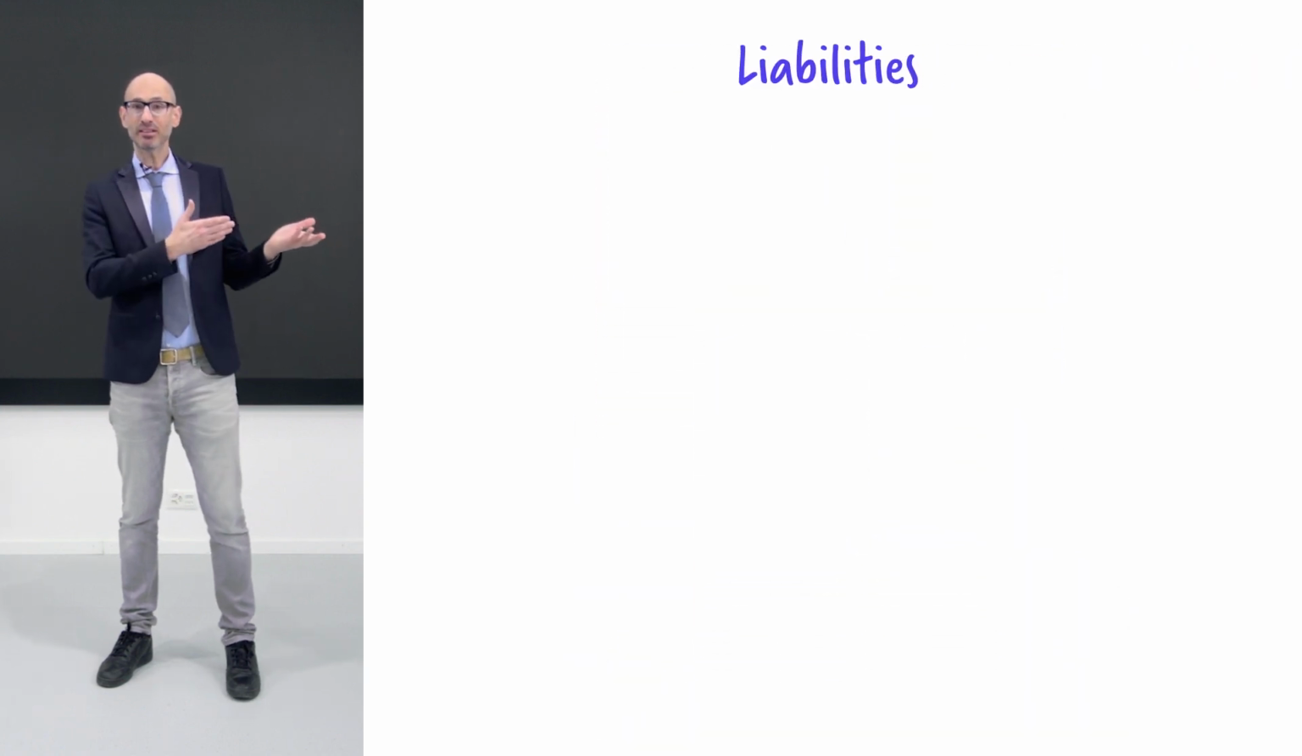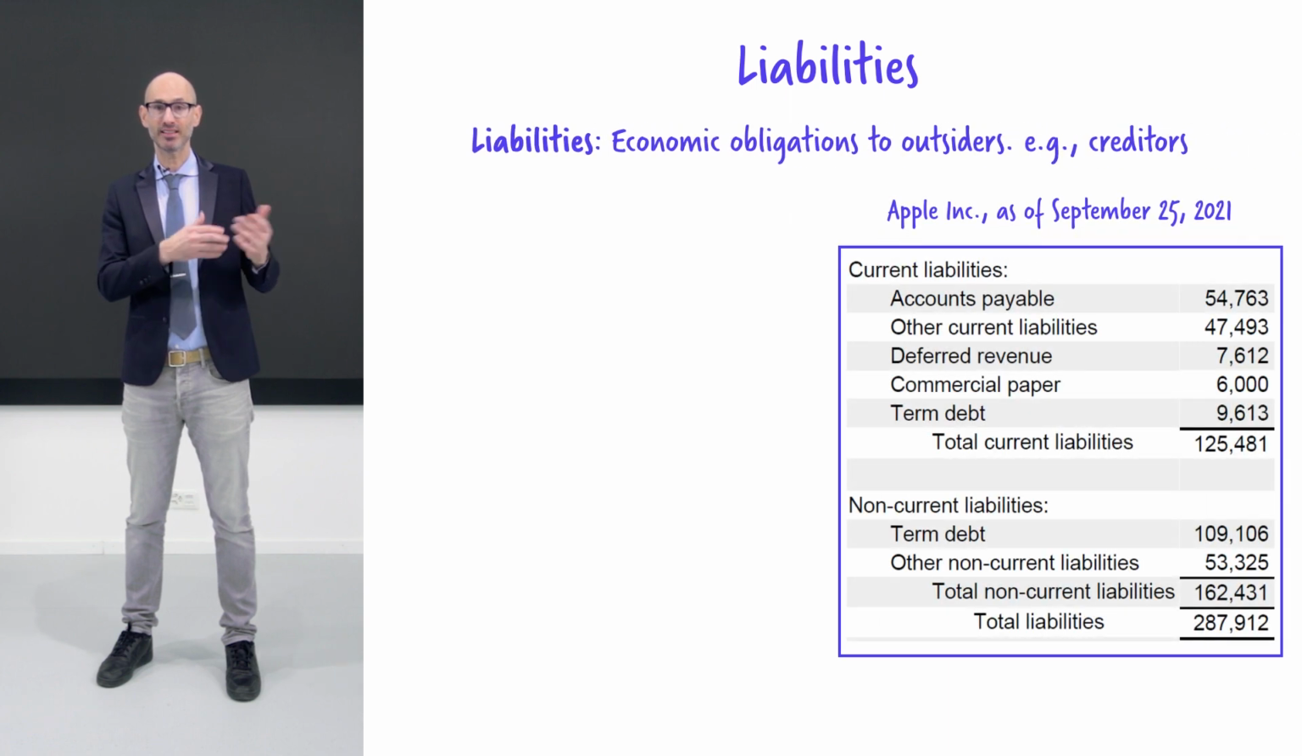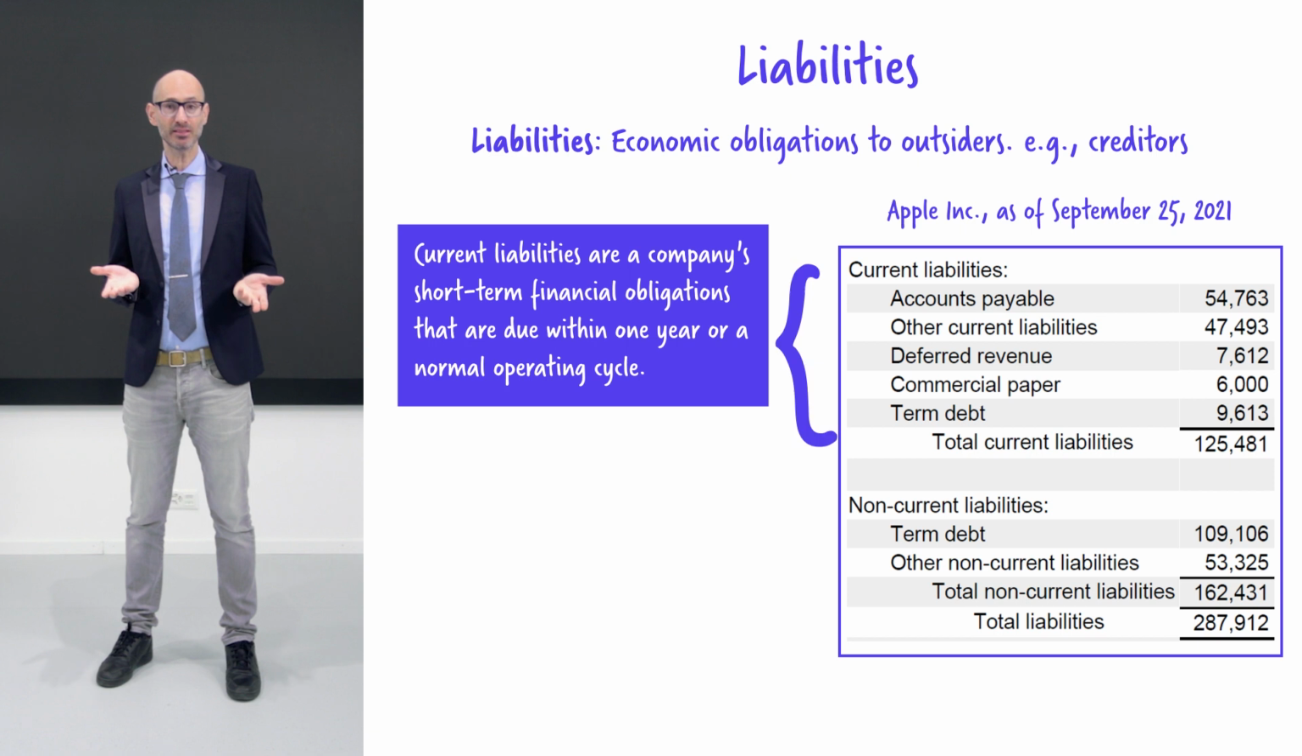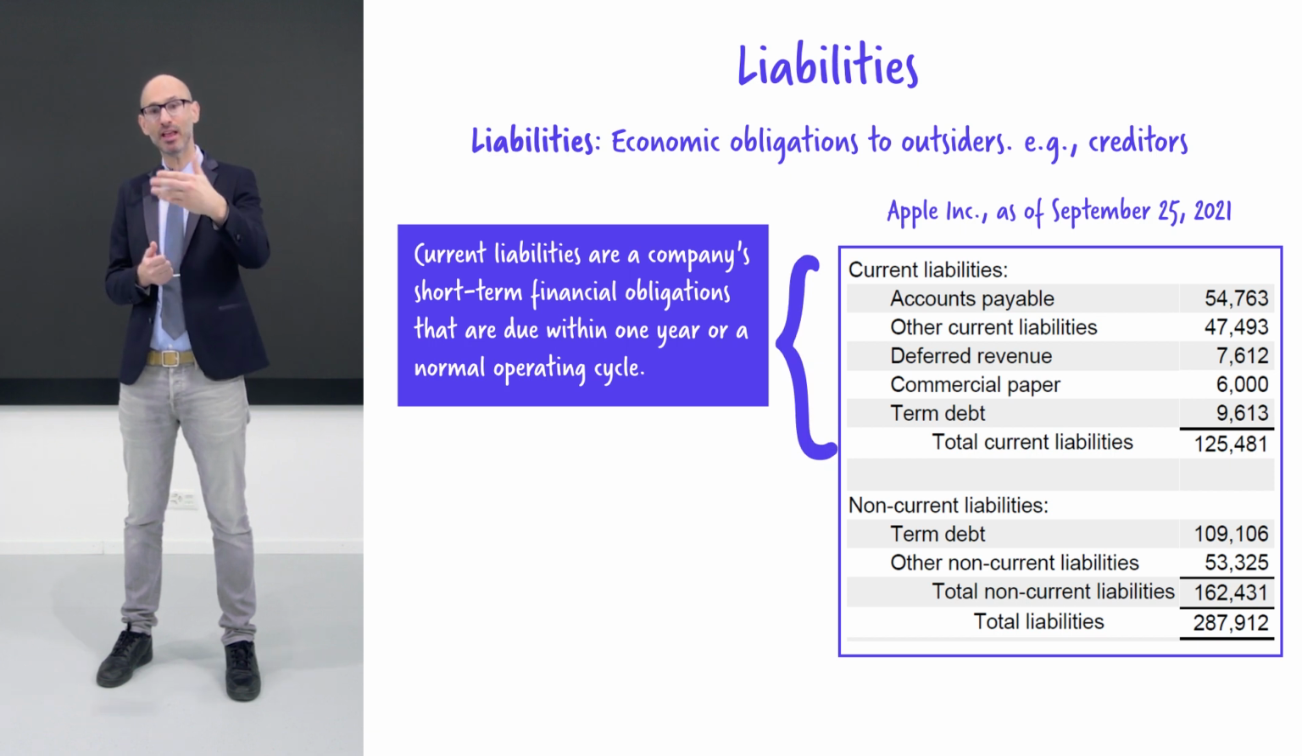Now let us see the liabilities side of Apple's balance sheet. These are again split into current and non-current. Current liabilities are a company's short-term financial obligations that are due within 1 year or a normal operating cycle. Current liabilities are typically settled using current assets, which are assets that are used within 1 year.